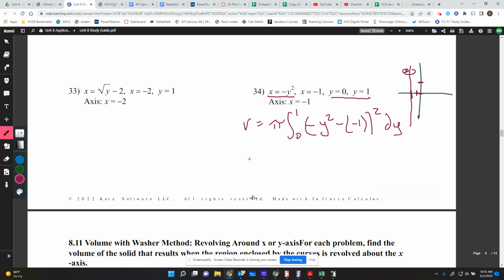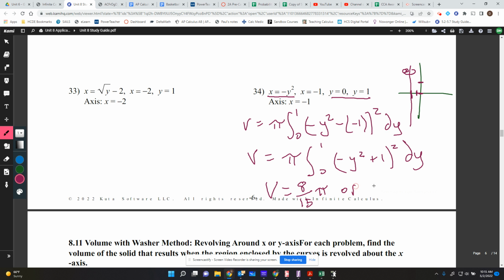And again, we're just finding the radius for when we rotate. So 0 to 1, negative y squared plus 1. Got to square that, because again, pi r squared. And this time, we're going to get a similar answer to before. V equals 8 over 15 pi, or 1.676, or again, 1.6755.